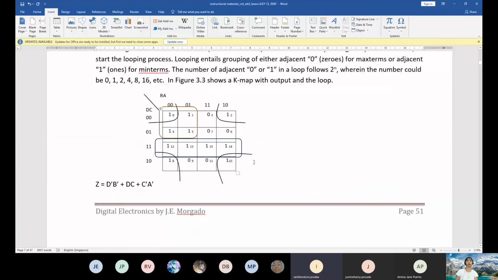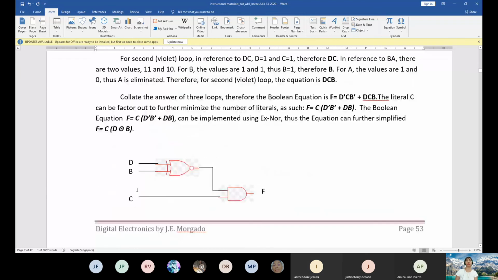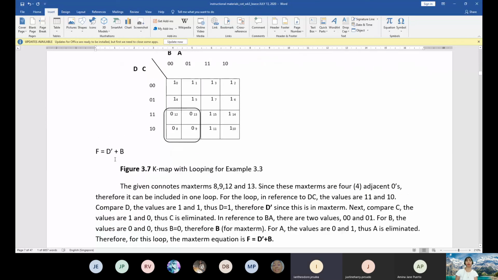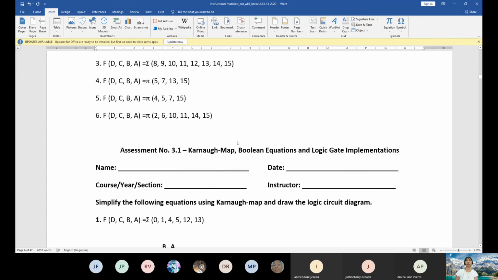This is min terms. Min terms is sum of products. So the terms between literals are multiplied, then between terms, you add. Whereas max terms is product of sums, so you have to add first, then you multiply. It's just that in this example, we only have one term per loop. So let's try another example here.